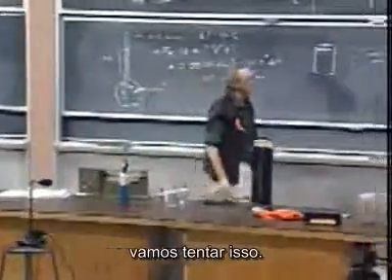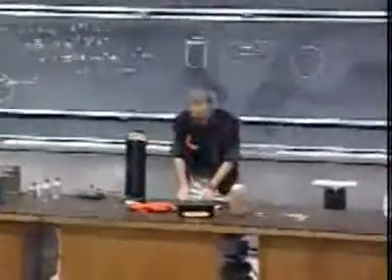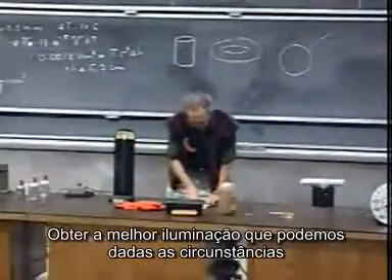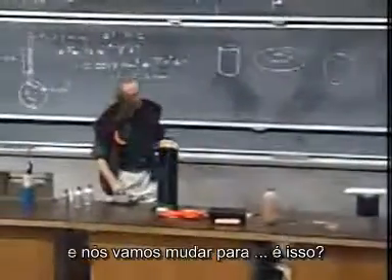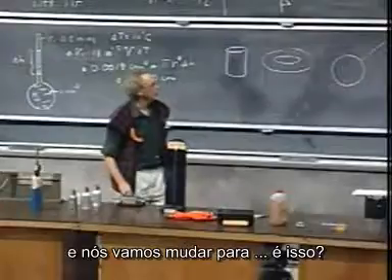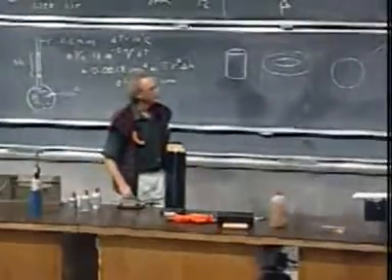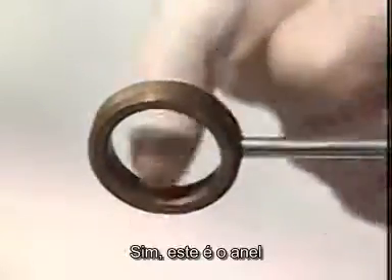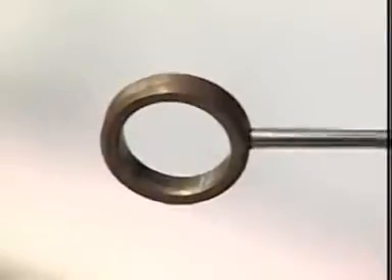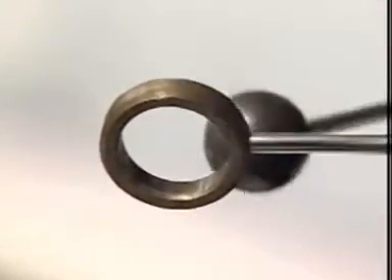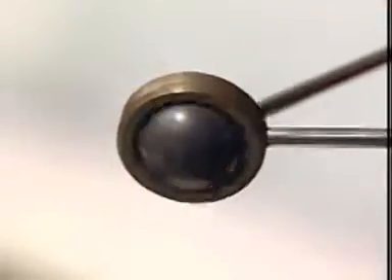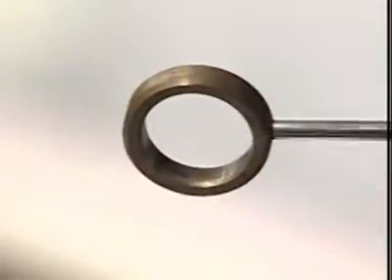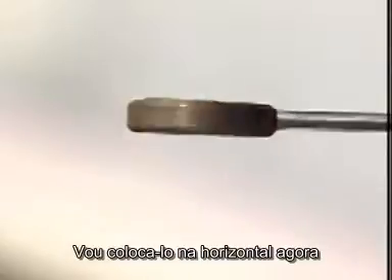And let's try that. Get the best lighting that we can under the circumstances. Is that it? Yeah, this is the ring. And here is that brass ball. Goes through there quite easily. So I'll put it horizontal now.